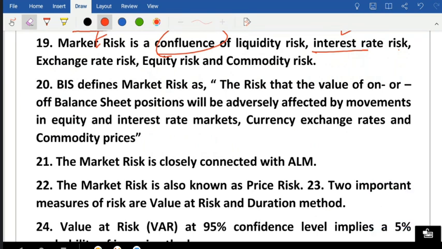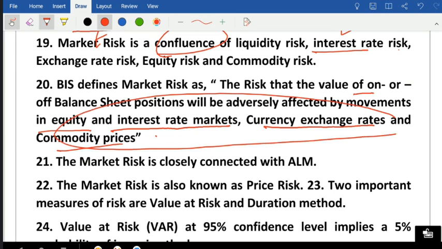BIS defines market risk as follows: the risk that the value of an on or off balance sheet position will be adversely affected by movement of an equity, interest rate market, currency exchange rate, and commodity. So that's why these have been included in the confluence of market. Okay. And market risk is also closely connected with the ALM. ALM is asset liability management.